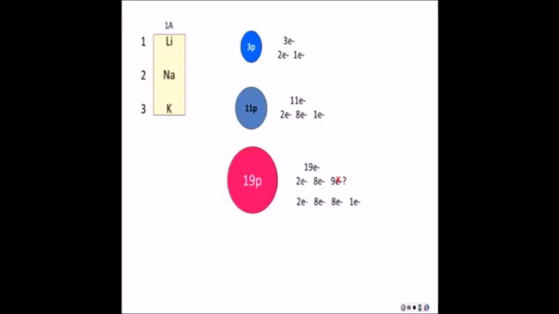So let's step back for a second. Lithium has 2 energy levels, 2 and 1 for electrons. Sodium, 3 energy levels, 2, 8, and 1. Potassium, 4 energy levels, 2, 8, 8, and 1. So as we go down the periodic table, we're looking at these periods differing in the number of occupied energy levels. Now let's check out group 2A to see if it maintains the same pattern.